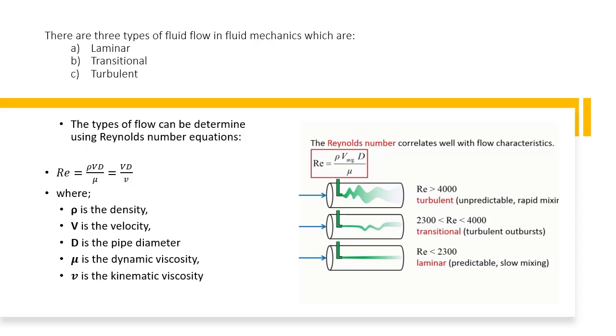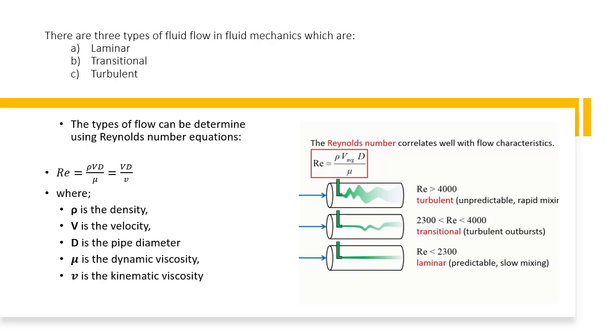Reynolds number is Re equal to rho V D over mu, or nu V times D over nu, where rho is the density, V is the velocity, D is the diameter of the pipe, mu is the dynamic viscosity, and nu is the kinematic viscosity. From this Reynolds number we can determine whether the flow is laminar, transitional, or turbulent.